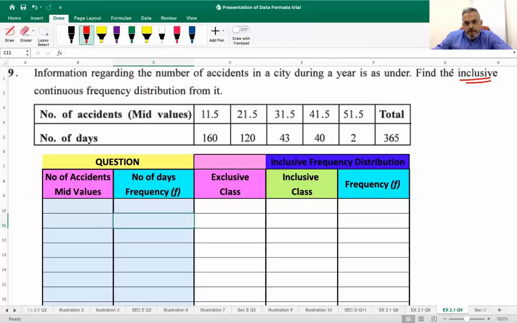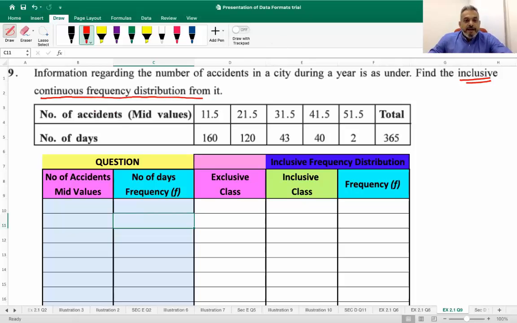Inclusive. Now dear students, I sincerely request you that please always read the question carefully, because many times students get their answers wrong because they have not read the question carefully. So reading the question and understanding it is sometimes more important than understanding the answer, because if you don't understand the question, how will you understand its answer? So please take care.